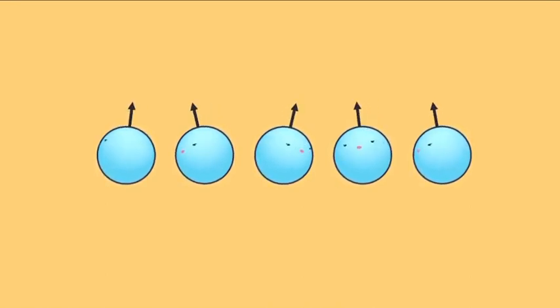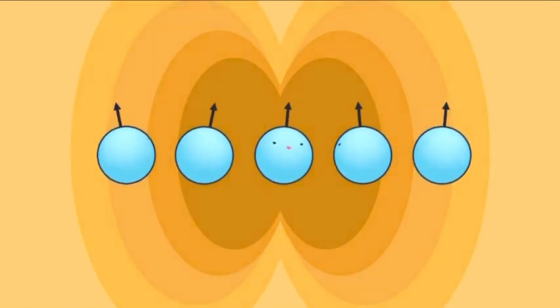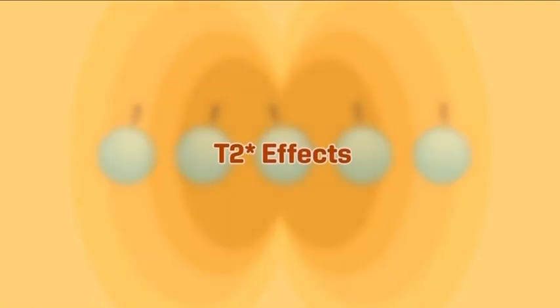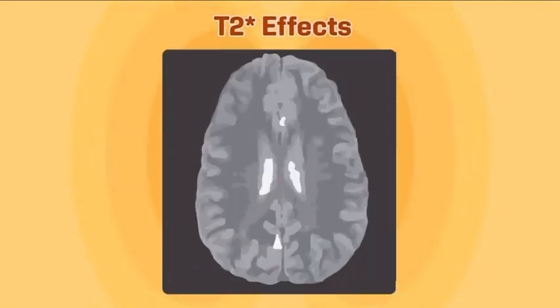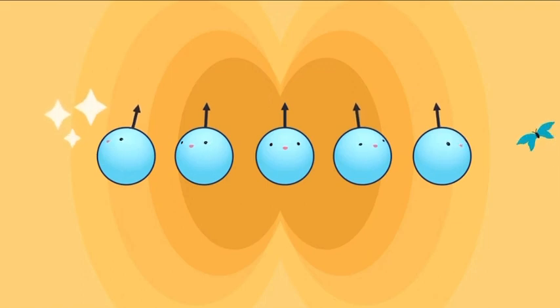Because each proton already experiences the magnetic field differently than its neighbors, any inhomogeneity in the magnetic field makes dephasing, and thus signal dropout, even worse. These are called T2 star effects. On MR imaging, these T2 star effects can appear as diffuse loss of signal, or black holes, in areas where the magnetic field is particularly distorted. Because these effects are due to an inhomogeneous magnetic field, we can liken them to distractions in a child's environment.